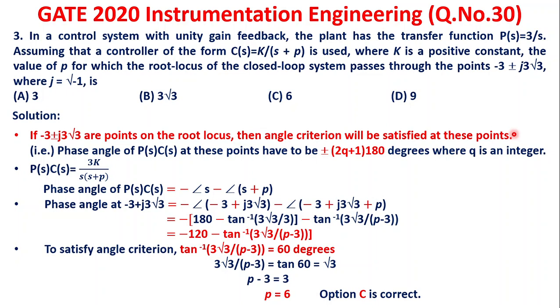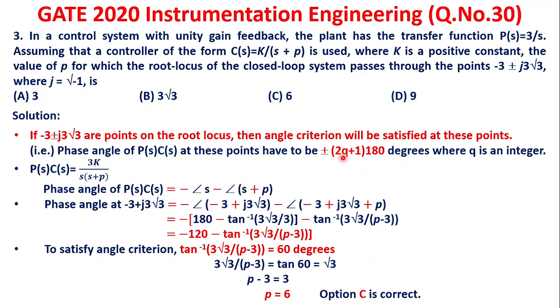Based on that only, everything is formulated in the root locus technique. Therefore, the phase angle of P of s, C of s at these points has to be plus or minus (2q plus 1) into 180 degrees, where q is an integer. This we have even seen in the control system lecture series, lecture 10 if I am right. So in that I have clearly mentioned this.